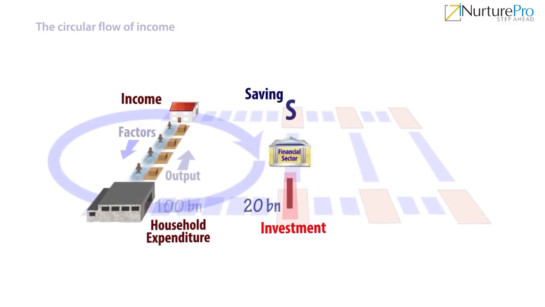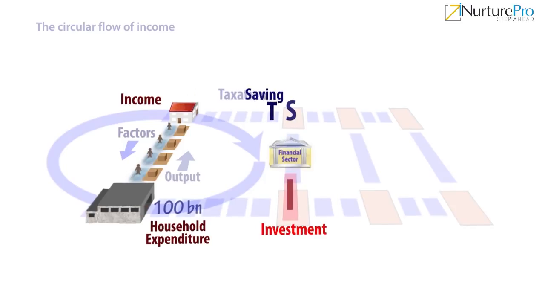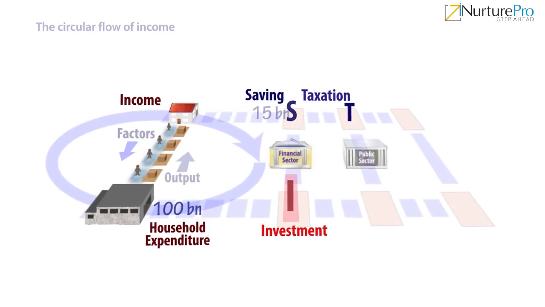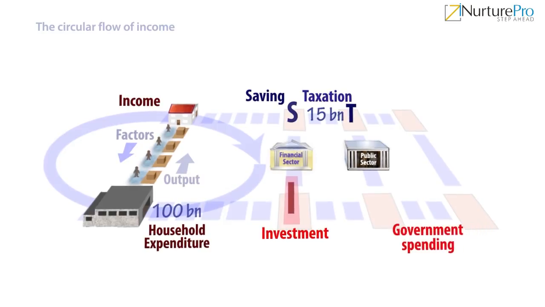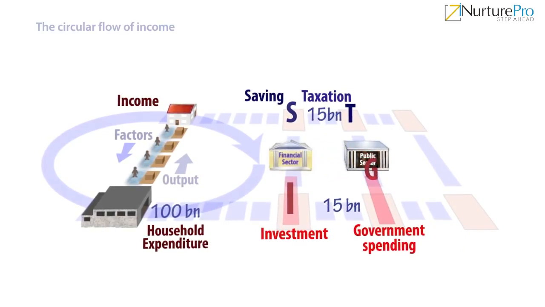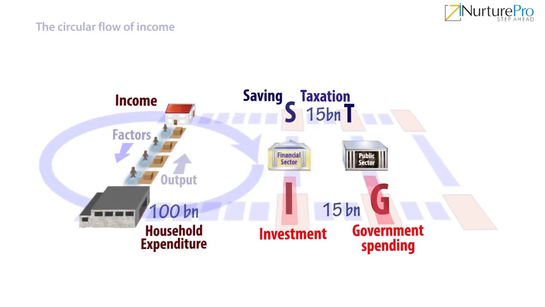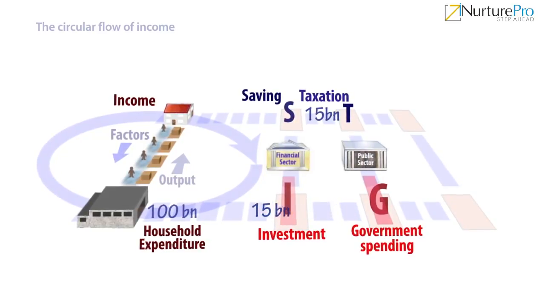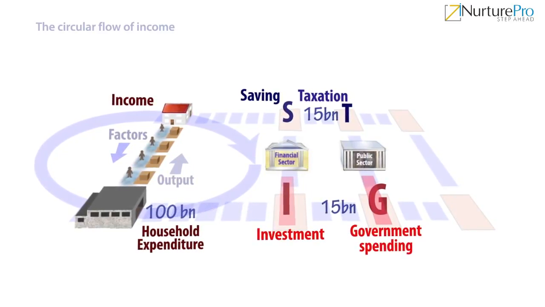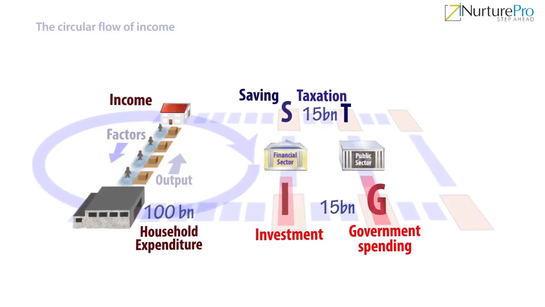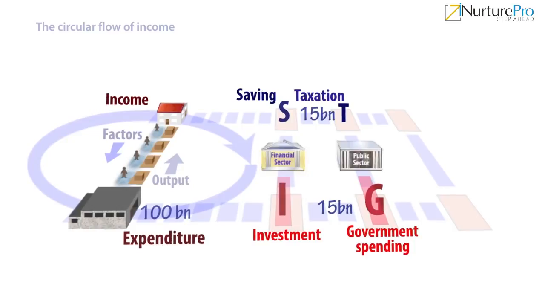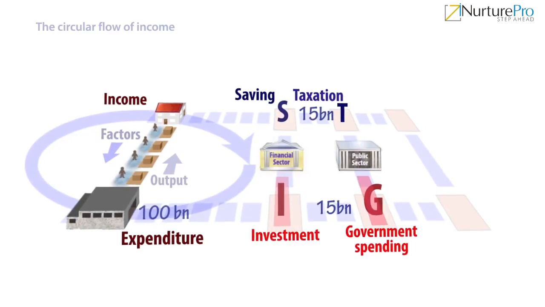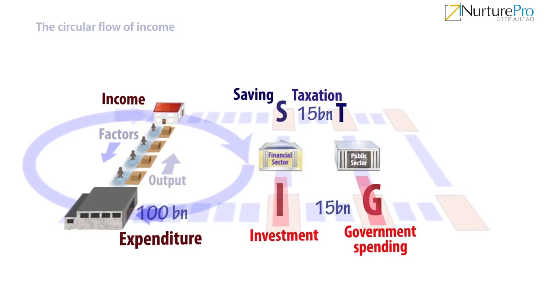A second leakage out of the circular flow is taxation, which is paid to the government. When taxation is spent on public goods and welfare transfers, it is injected back into the circular flow. Taxation greater than spending creates a fiscal surplus. Spending may be more than tax revenue, which creates a fiscal deficit. Borrowing may be required to balance public sector finances.